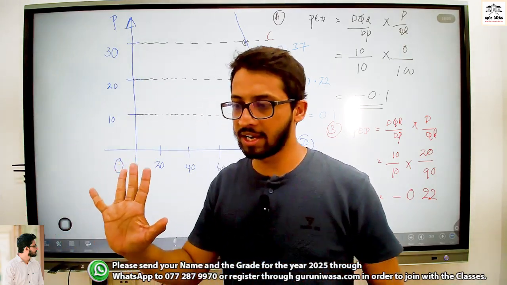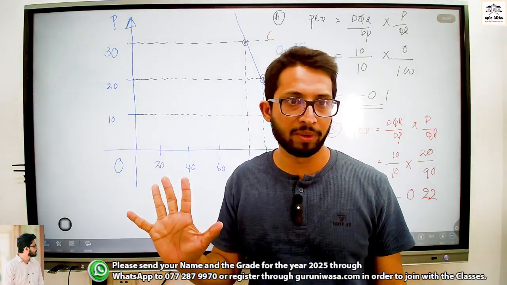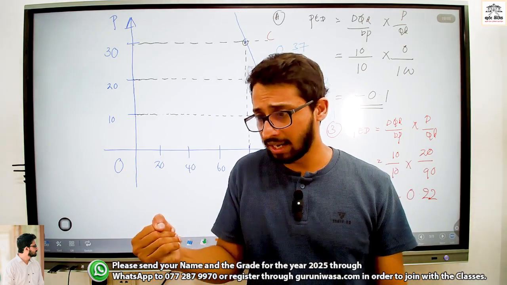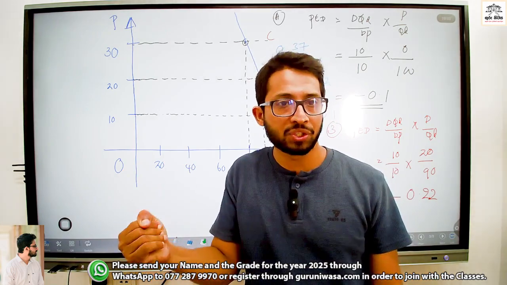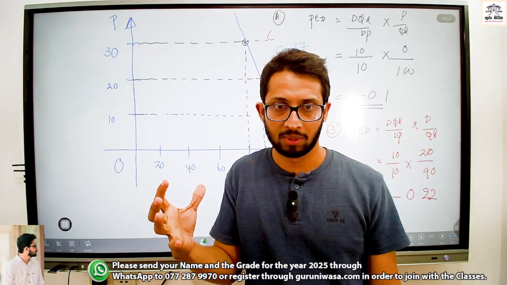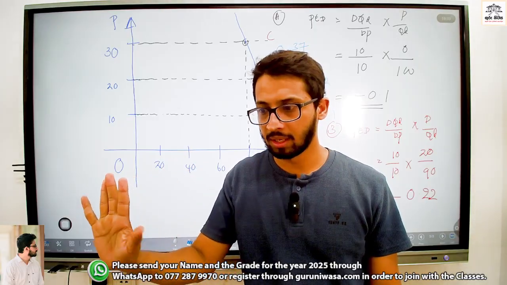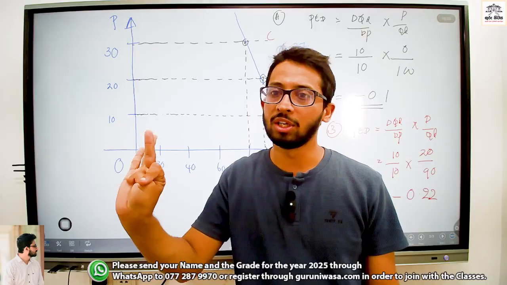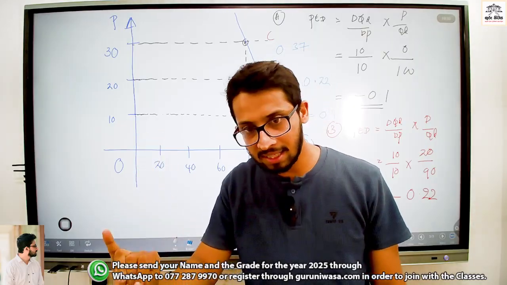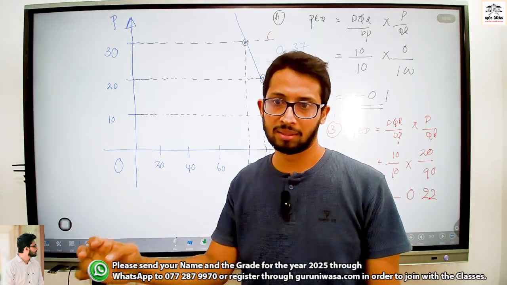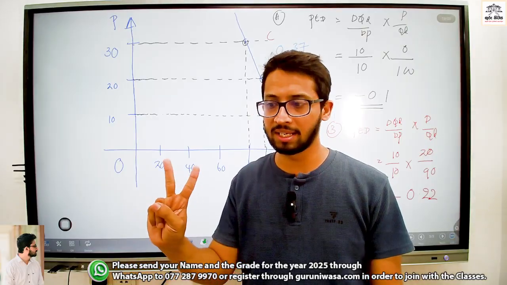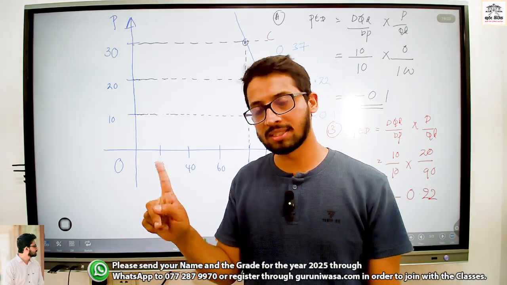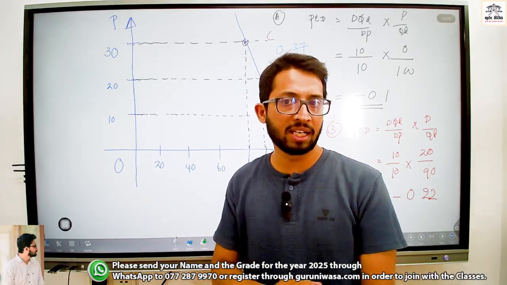Remember, there are 5 categories of price elasticity of demand. This categorization is done based on the PED coefficient. What are the 5 categories? Perfectly inelastic, inelastic, unitary, elastic, perfectly elastic. First one, perfectly inelastic.